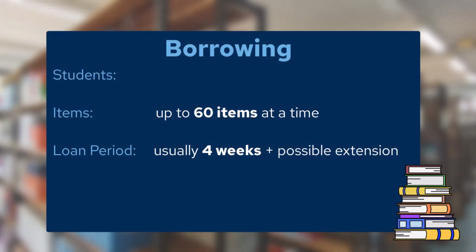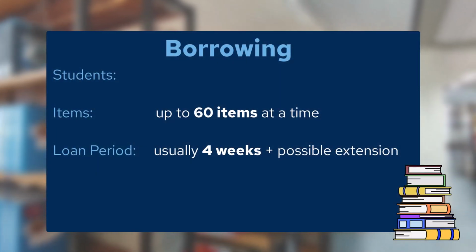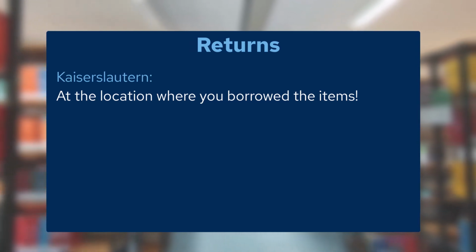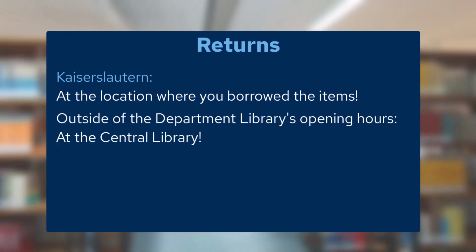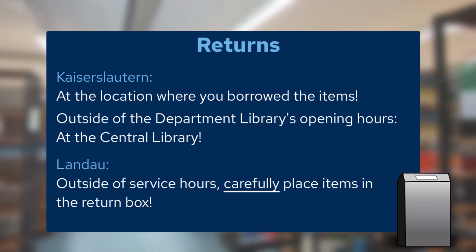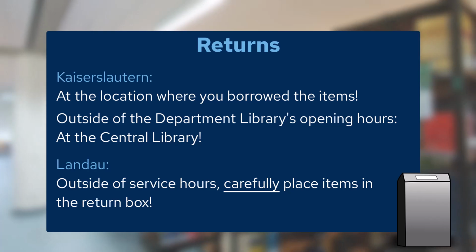Students can borrow up to 60 items at a time. The standard loan period is 4 weeks with the option to extend the loan. When you want to or need to return books, in Kaiserslautern you can do so at the library location where you borrowed them. Outside the department library's opening hours, returns are also possible at the central library. For Landau, books can be returned at the service desk or carefully placed in the return box.